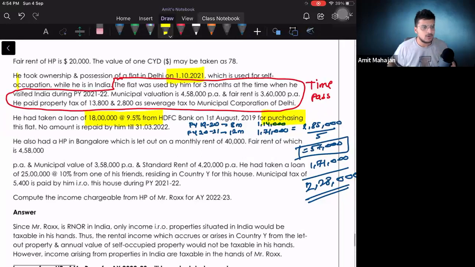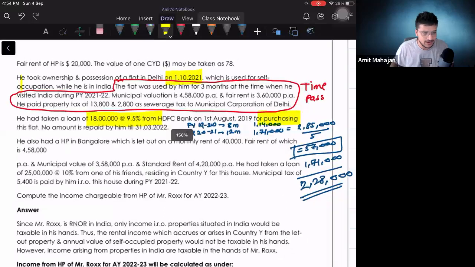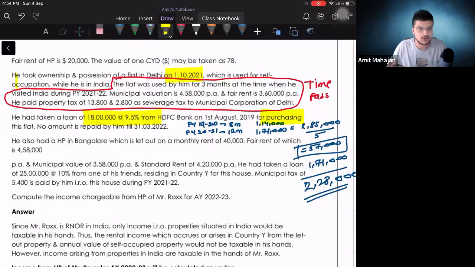Okay. Now he also had a house property in Bangalore which is let out on a monthly rent of 40,000. Now this is let out. Fair rent is given, municipal value is given, standard rent is given. He had taken a loan of 25 lakhs at the rate of 10% from one of his friends. So basically we will get GAV, because we have actual rent and we can compute expected rent. From GAV, what will I deduct? Municipal tax. Is there any municipal tax which is given here?